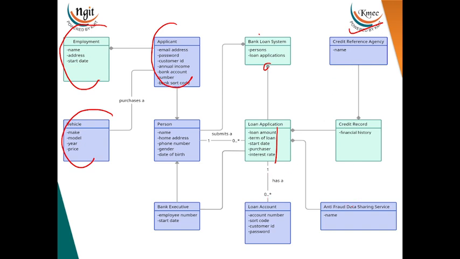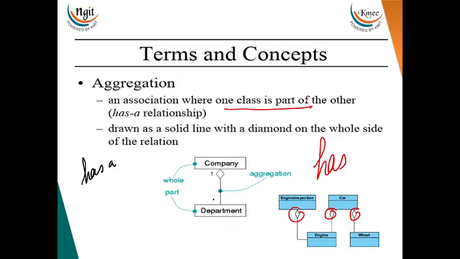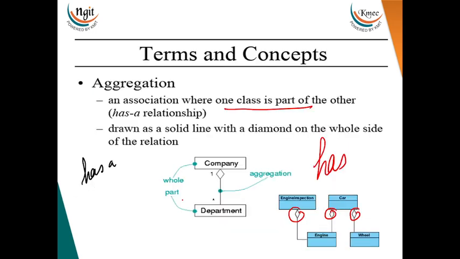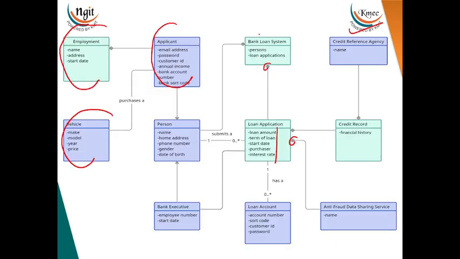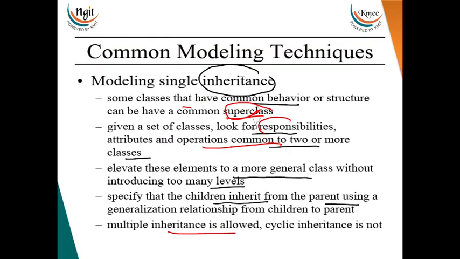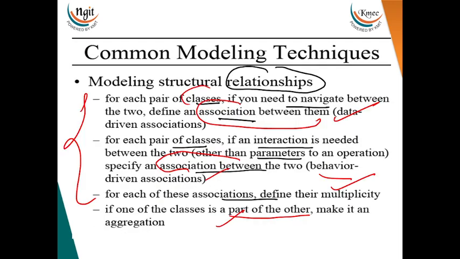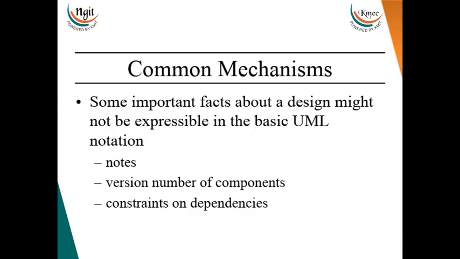Credit card record, the anti-fraud department is a part of it. What do you mean by this line? Just go back again. What is this line? Correct? Composite. What do you mean by composition? We haven't gone through it. Correct? Composition. Now let's move on to the other part. Common mechanisms.